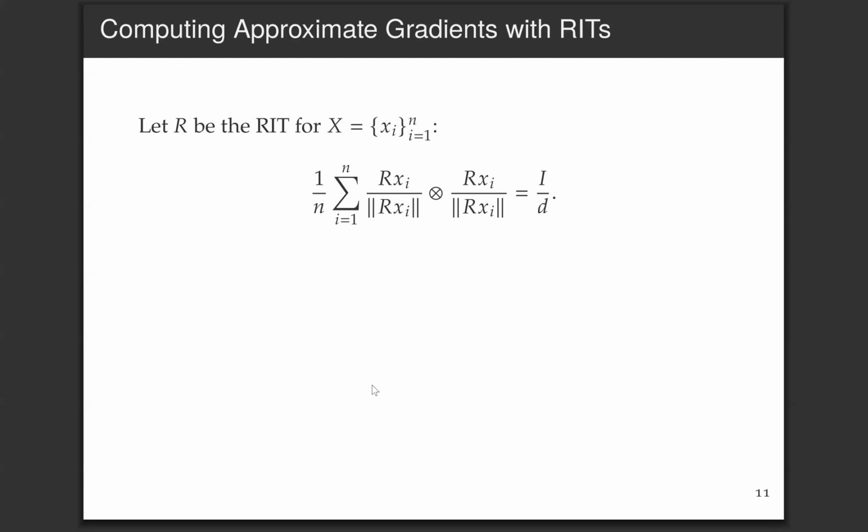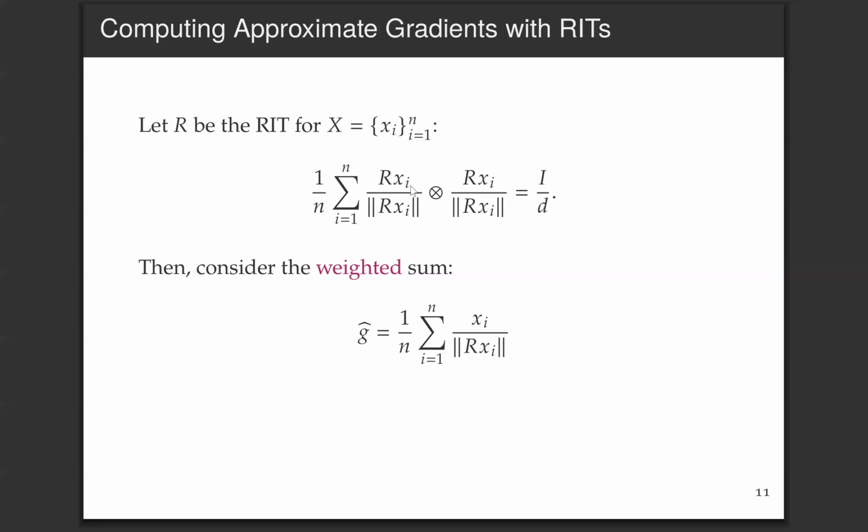Now how can we use this technical tool to compute an approximate gradient? Let R be the radial isotropic transformation for our point set capital X, so it satisfies the property that the rescaled data points are isotropic. Then we consider the weighted sum: I'm going to rescale all the data points by the norm of their transformations, and that average is going to function as my approximate gradient. So why is g hat, defined in this equation here, an approximate gradient?